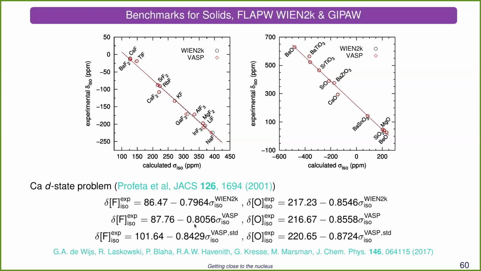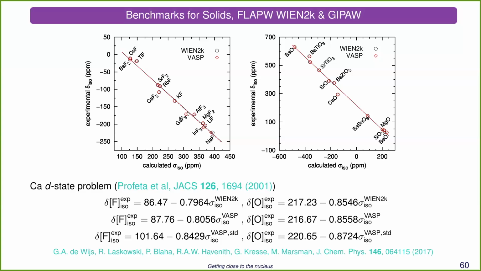And they are dependent on the functional. This is all PBE. You get a specific slope in here. For oxygen it is 0.86 or so. And for fluorine, it's about, this is with the good potentials. This is the best result.